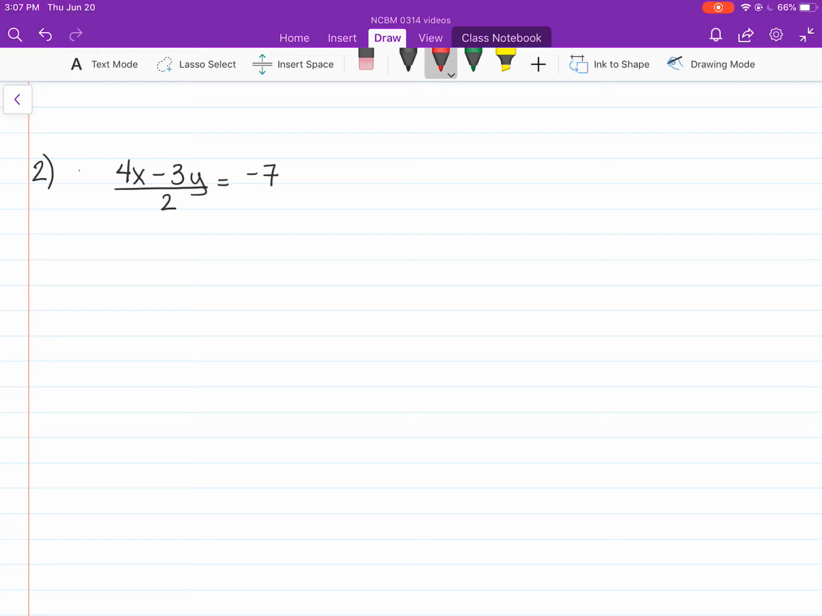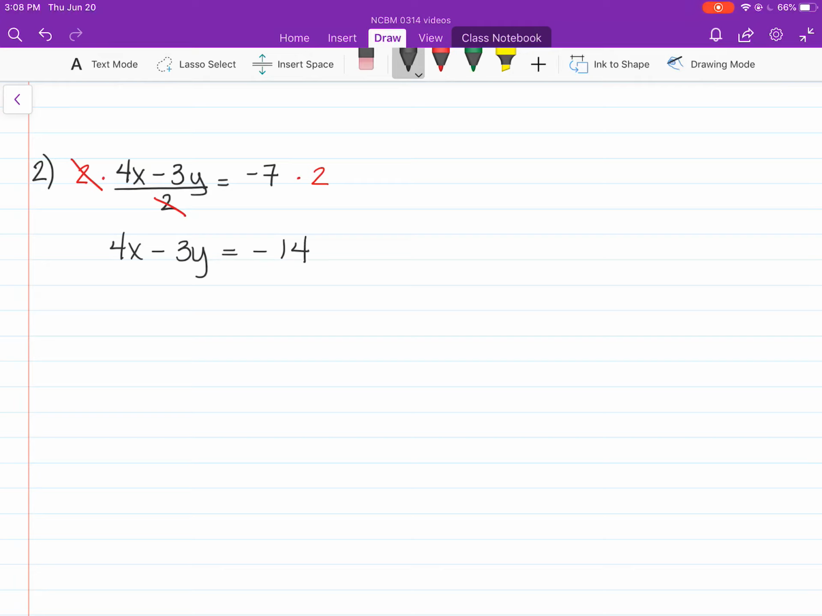We are going to come over here and multiply both sides of our equation by 2. And again, remember, this is an equation, so whatever we do to one side, we have to do to the other. Now, the cool thing that happens is on the left-hand side, where we've multiplied by 2 and divided by 2, they actually cancel each other out, which is why we did it, so that we get rid of that ugly fraction. So now on the left-hand side, we just have 4x minus 3y equal to negative 14.